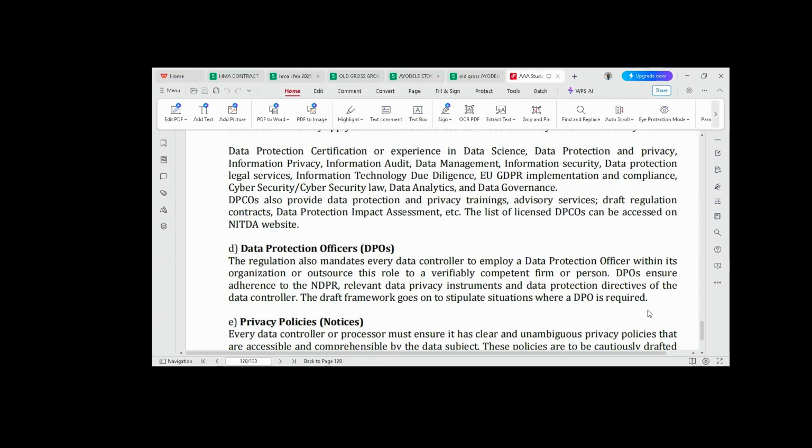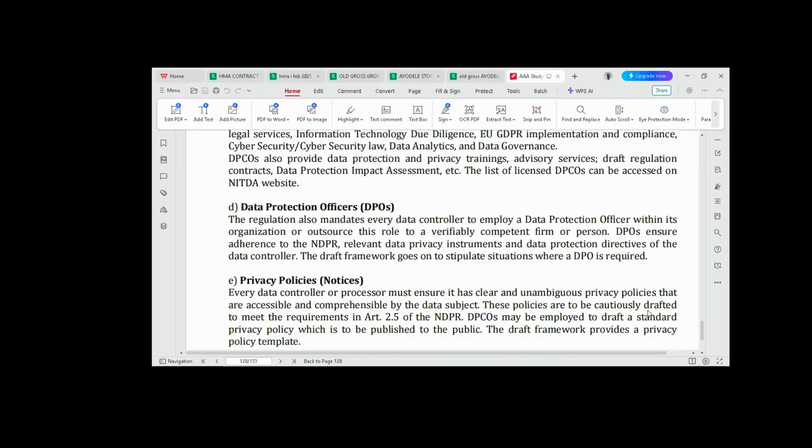Those ones are going to ensure that the information that ought not to be divulged to the public is not divulged. And the information that is to be divulged to the public is divulged. That is their own work. Okay? That is what they are expected to do.